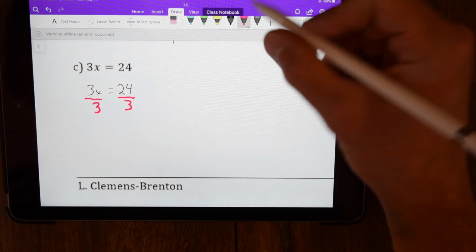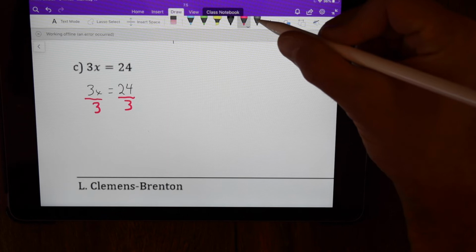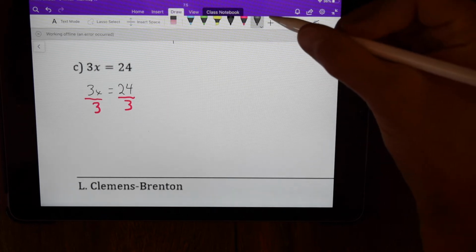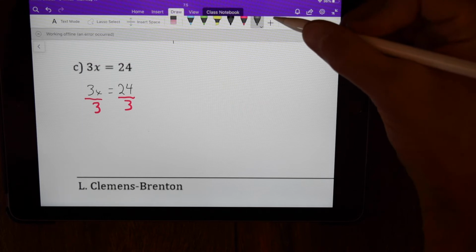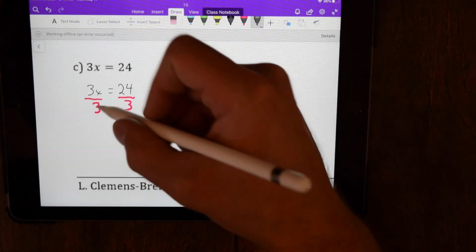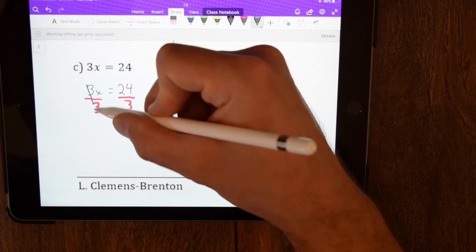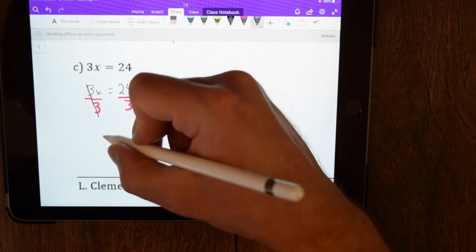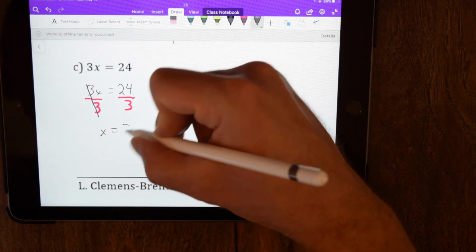The way that it's written here might look a little bit confusing right now, but getting comfortable with this kind of notation is really key when you're doing your math work. Simplifying fractions is going to make your life a lot easier. 3 over 3 is the same as 1, and 1 times x is the same as x. And then 24 divided by 3 is 8.